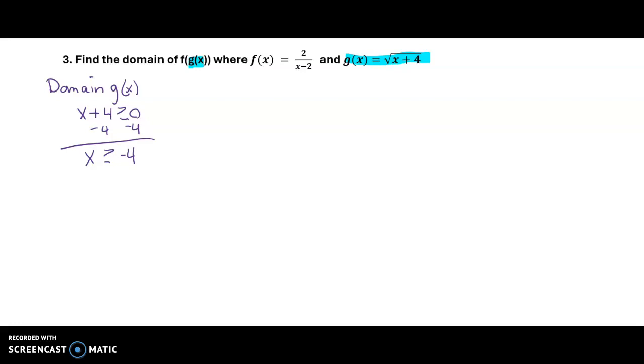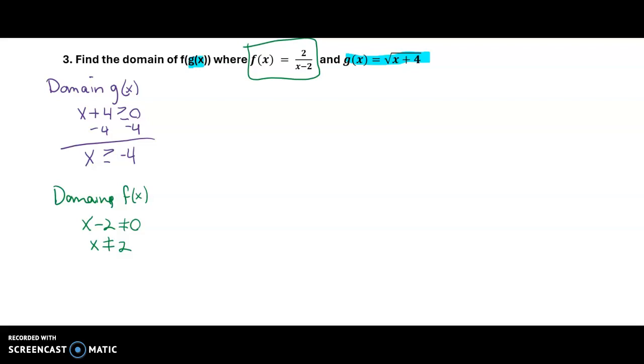All right, now let's find our domain of f of x, our outside function. That's a rational function. F of x is 2 over x minus 2, so we know that denominator, x minus 2, can't be 0. So x cannot be 2. Now, remember, we're not putting x's into our f of x function. We're putting values of g of x. So the output's g of x.